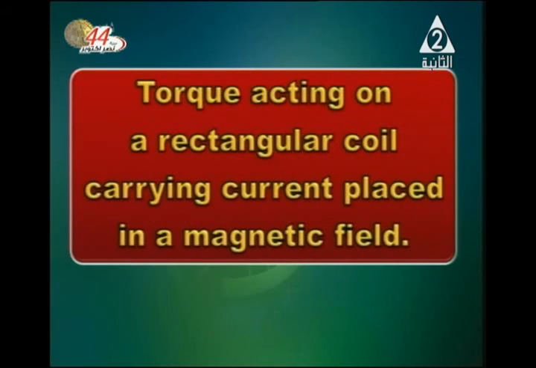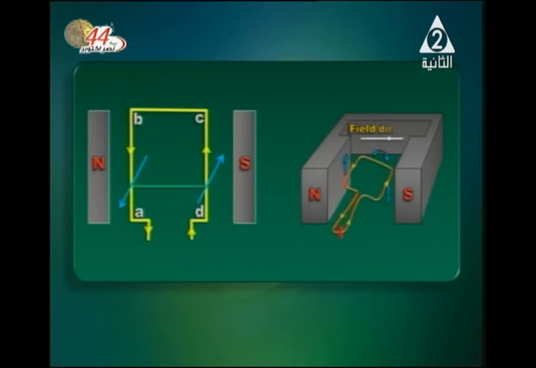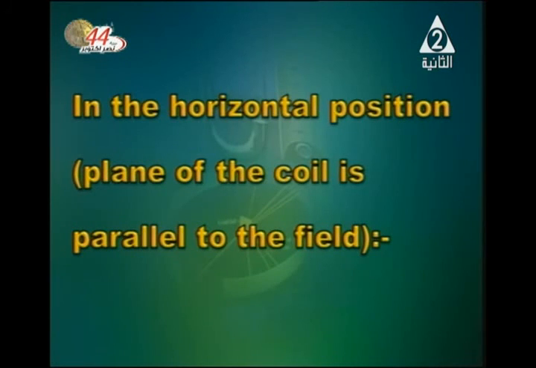And now talking about the magnetic torque acting on a rectangular coil, a coil that carries a current and is placed in a magnetic field. It will experience a torque. In front of you we've got a magnetic field produced by a permanent magnet and a rectangular coil. When a current is passed through the coil, it starts rotation. In the horizontal position, it is the position where the plane of the coil is parallel to the field.